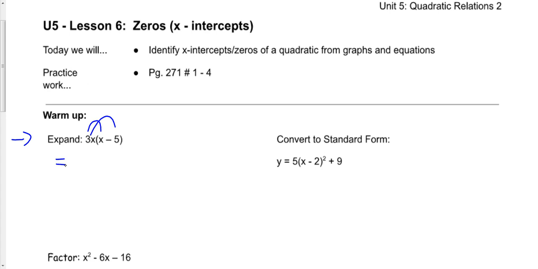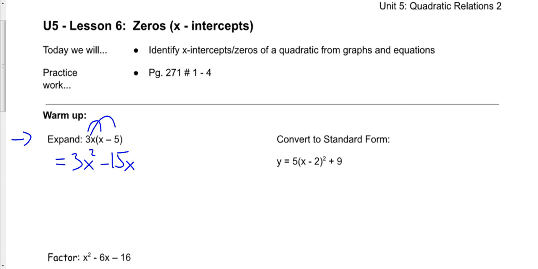So if we do 3x times x, we end up getting 3x squared, because x times x is x squared. And 3 times the coefficient of 1, which is in front of the x, is just 1, so 3 times 1 is 3. And then second thing we need to do is 3x times negative 5. So 3 times negative 5 gives us negative 15, and the variable x times 1, because there is no variable x over there, gives us just x. So we've now expanded it.